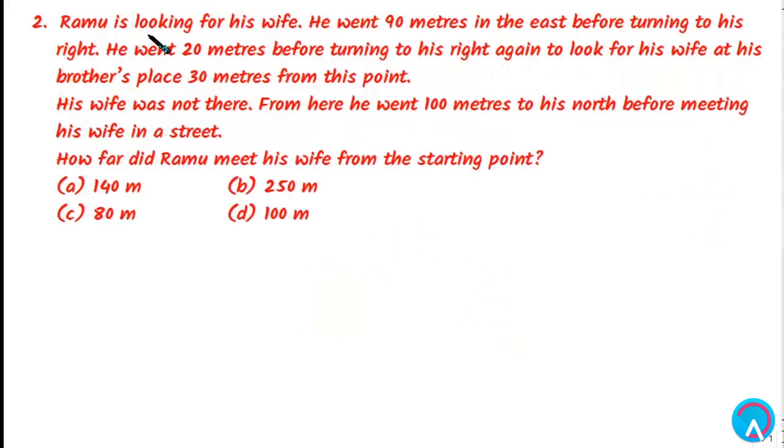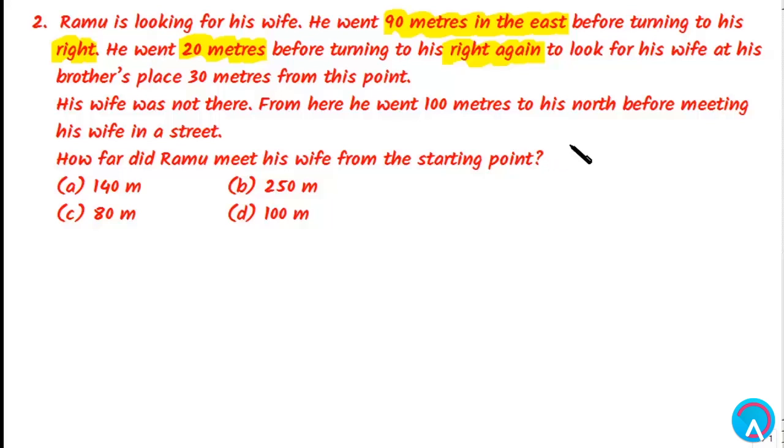Let's take question number 2. Ramu is looking for his wife. He went 90 meters in the east before turning to his right. He went 20 meters before turning to his right again to look for his wife at his brother's place 30 meters from this point. His wife was not there. From there he went 100 meters to his north before meeting his wife in a street. How far did Ramu meet his wife from the starting point?